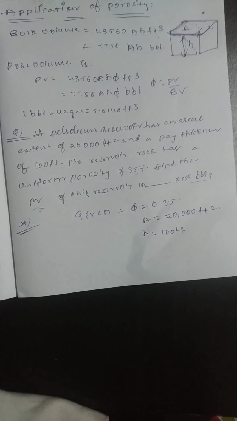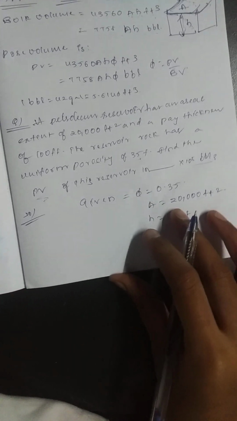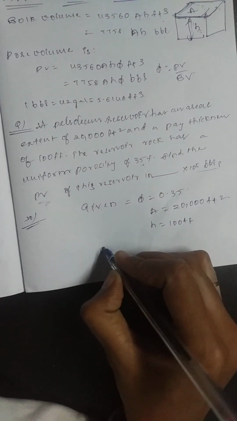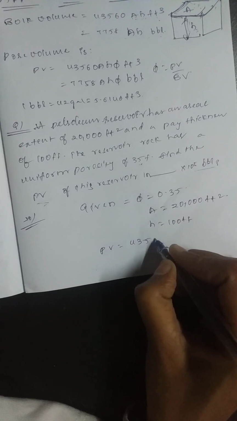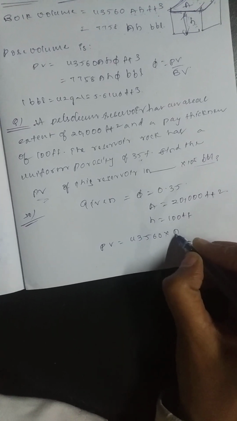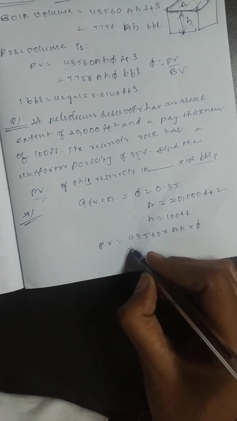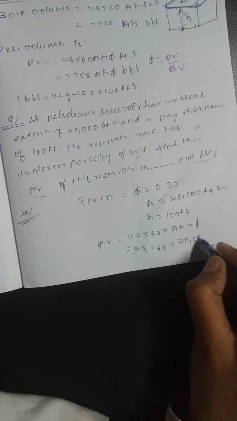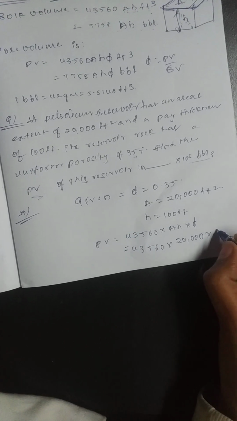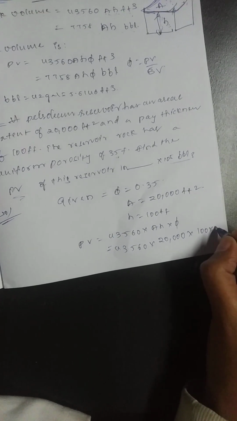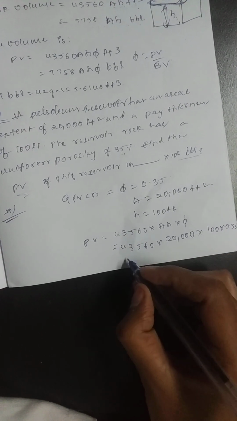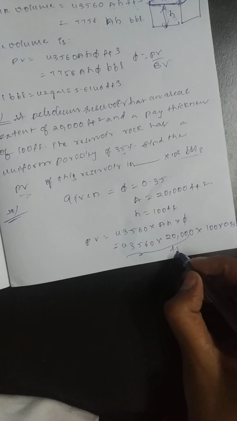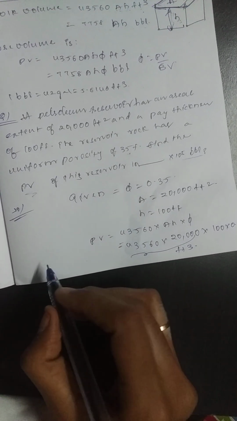So firstly we will find the pore volume in feet cube: 43560 into A into H into phi, right? 43560 into 20,000 into H, which is 100 feet, into phi, which is 0.35. Whatever answer we get will be in feet cube.